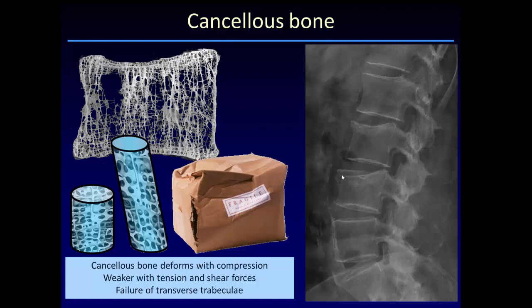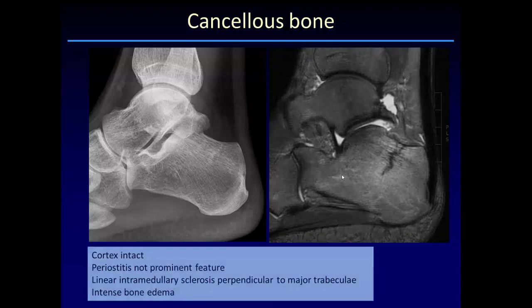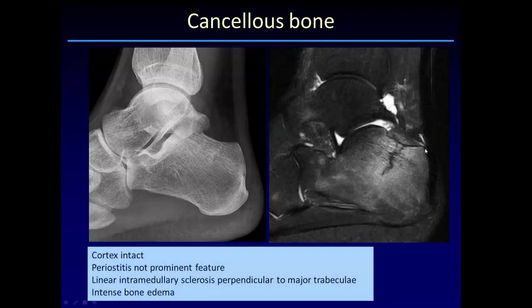It is particularly vulnerable to shearing forces, where compression is applied at an angle to the bone. As that happens, we start to get further failure of the transverse trabeculae, and then ultimate failure of the longitudinal trabeculae. When you get fractures in cancellous bone due to these mechanisms, the failure is not cortical, it's cancellous. Why that's important to us as radiologists is that the periosteum is not irritated as part of a cancellous fracture.